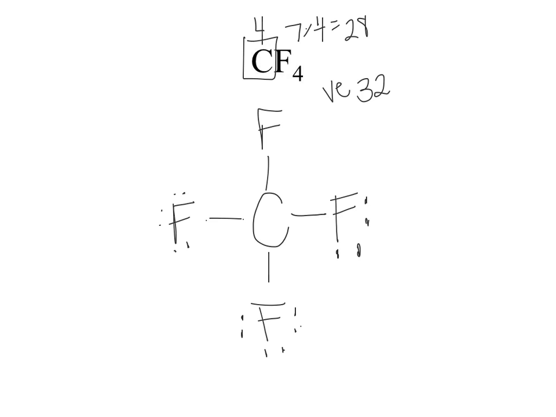So next fluorine, fill his octet. 6 in his lone pairs, 2 in his bond. So now let's count up our total number of electrons and see if we've gotten to 32. So 2, 4, 6, 8, 10, 12, 14, 16, 18, 20, 22, 24, 26, 28, 30, and 32, we have met the valence electrons that are in this bond.